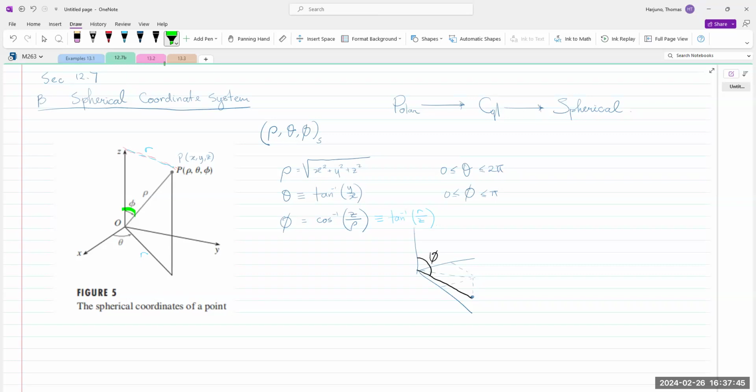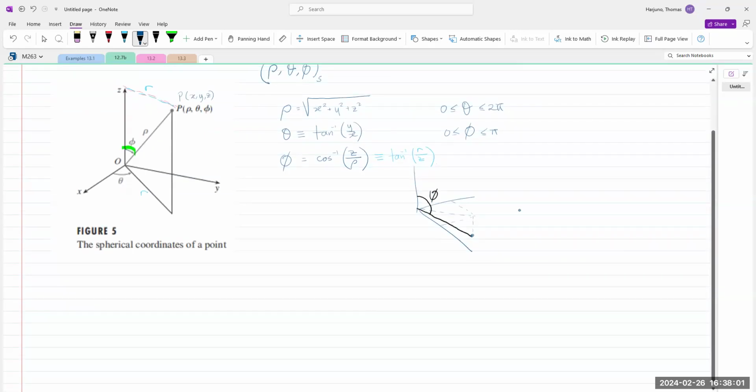Now, last time we saw how to convert from a rectangular coordinate system to the spherical coordinate system. Of course, we need to do some examples, right? But let's do it backward for now. Suppose we have the spherical coordinates and we want to find x, y, and z. Now take a look at this graph here.